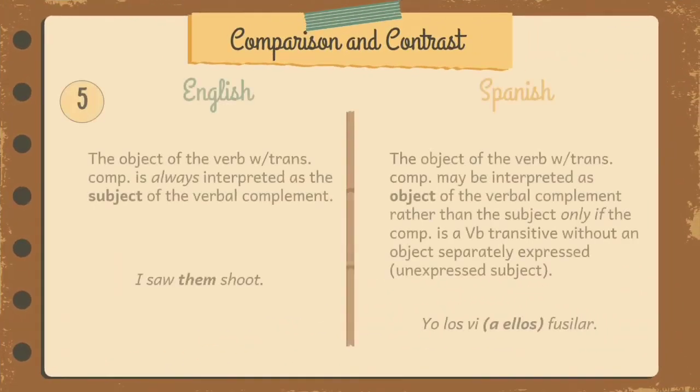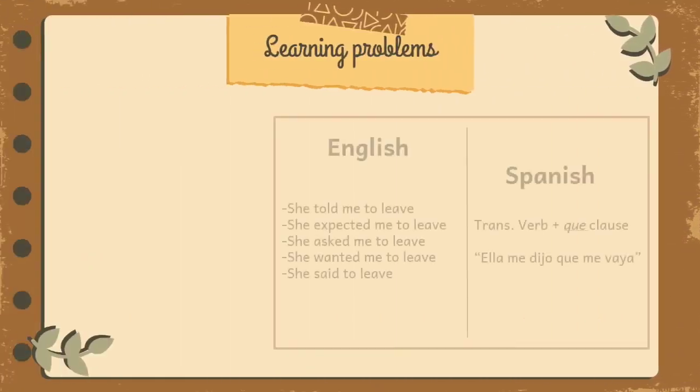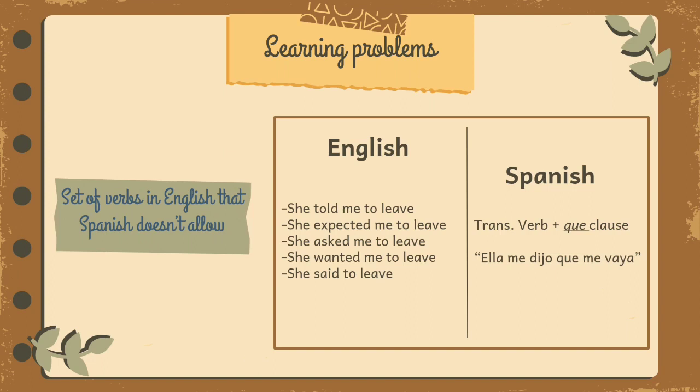Number 5. In English, the object of a verb with transitive complement is always interpreted as the subject of the verbal complement, as in I saw them shoot. On the other hand, in Spanish, the object of the verb with transitive complement may be interpreted as the object of the verbal complement, rather than the subject, only if the complement is a transitive verb without a subject separately expressed. In this instance, the verbal is taken as having an unexpressed subject, as in yo los vi a ellos fusilar.